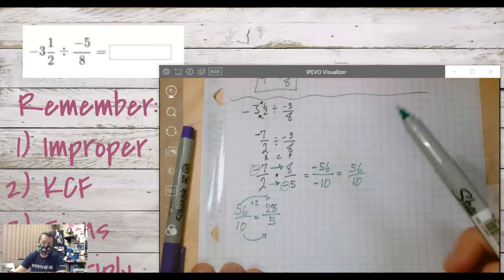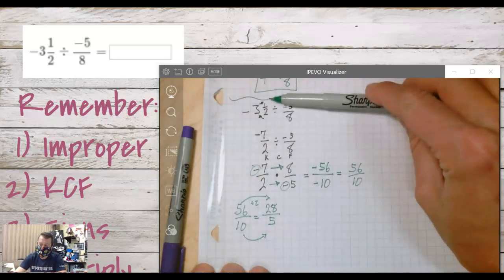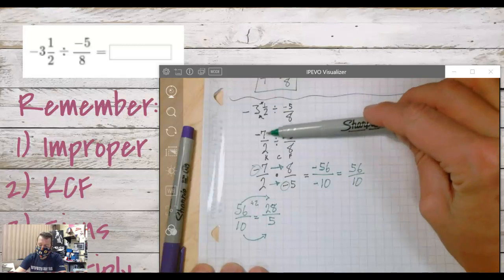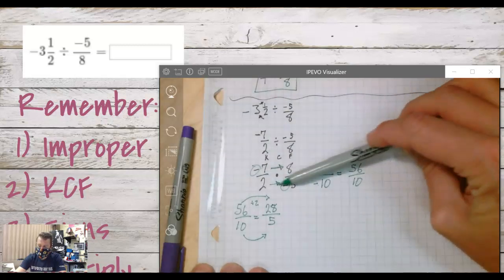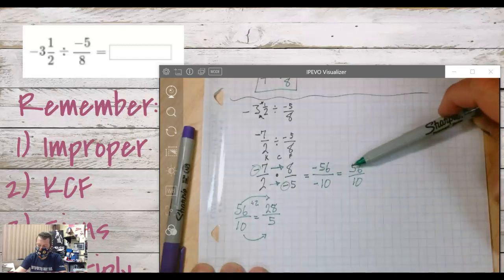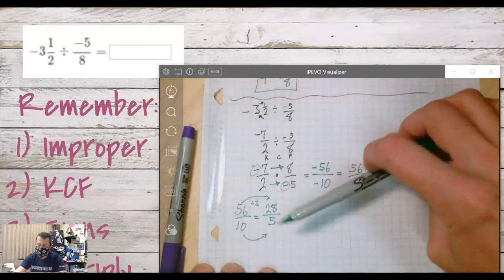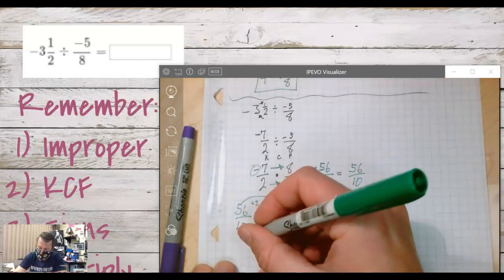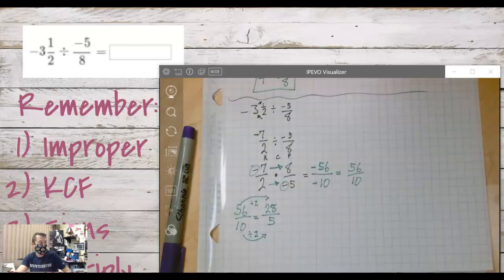Any questions on that process from making it improper to then applying keep, change, flip to flip our second fraction, multiply straight through, and simplify or reduce out your answer by dividing by a common factor.